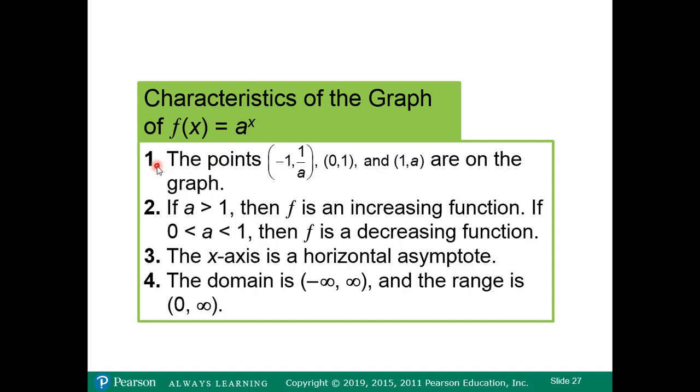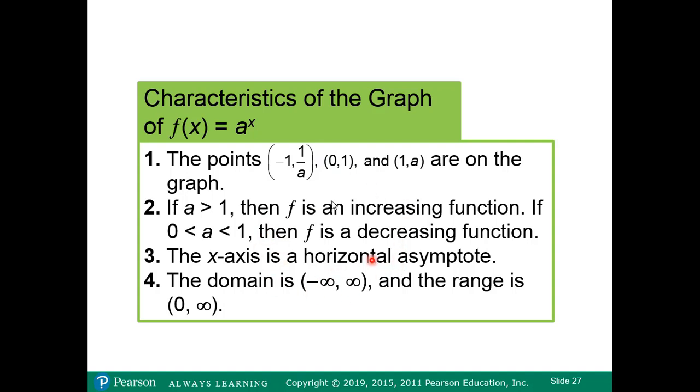So here we go. The points negative 1 comma 1 over a, 0 comma 1, and 1 comma a are on the graph. These are always on the graph, so you can automatically sketch the graph knowing these 3 points. If a is greater than 1, then f is an increasing function. If a is between 0 and 1, then f is a decreasing function. The x-axis is a horizontal asymptote, the domain is all real numbers, and the range is all non-negative numbers. If you know these characteristics, then you can sketch the graph and use transformations if necessary.